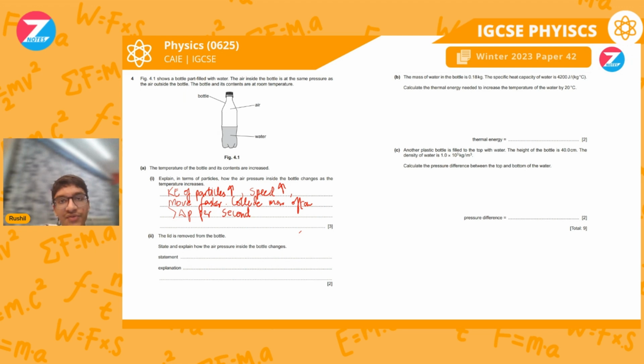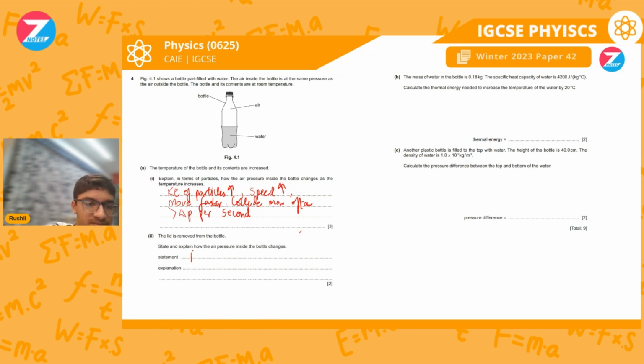The lid is removed from the bottle. State and explain how the air pressure inside the bottle changes. So we know that all these particles in diffusion, they move from an area of high concentration to an area of low concentration. And the same kind of principle works with pressure difference. So we know that inside the bottle right now, the air pressure is really high because of the high temperature, and outside it's lower. So as we open the bottle, the pressure reduces, since the air particles which are at a high pressure inside the bottle, they escape and go out into the room until the pressure of the room and the bottle are balanced.